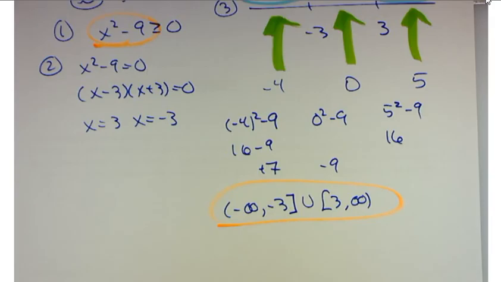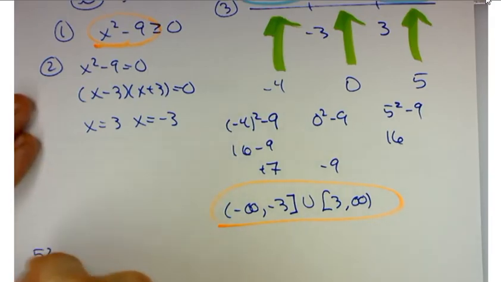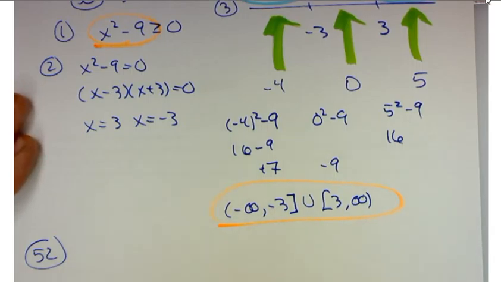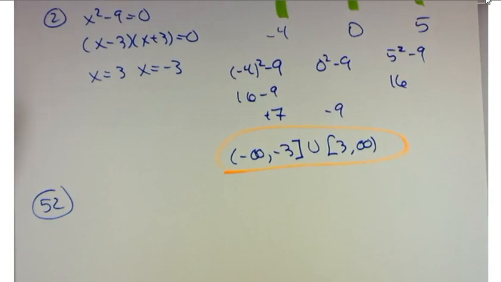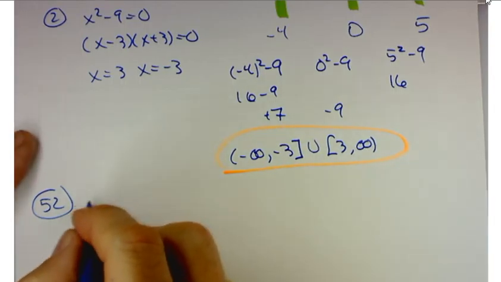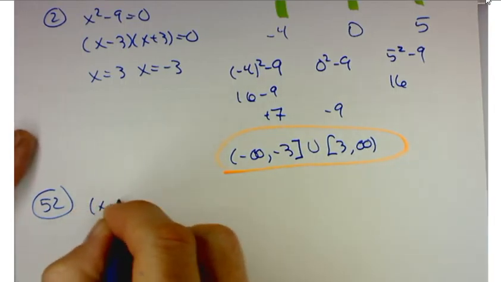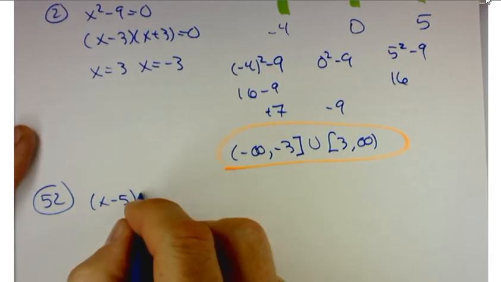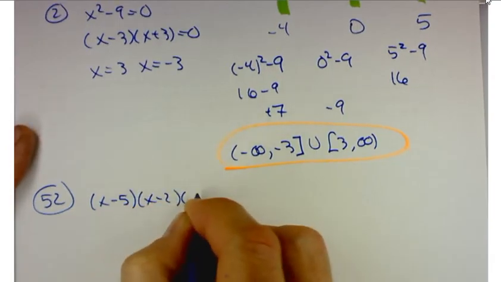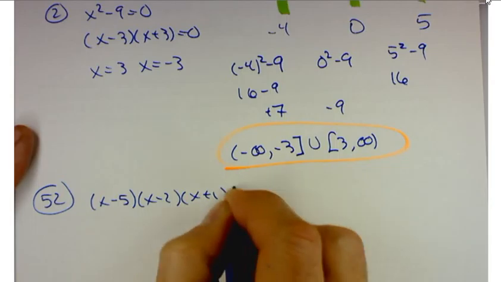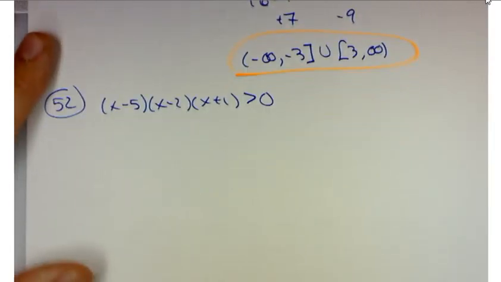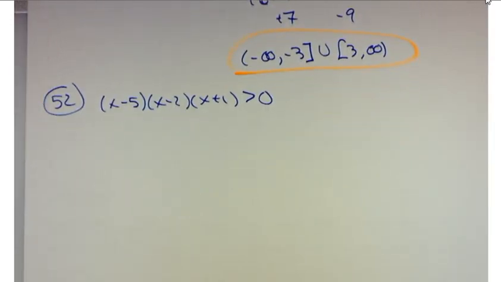Let's try problem number 52. Now, problem 50, you can visualize what the graph of that would be. 52 is a little bit more challenging. So x minus 5 times x minus 2 times x plus 1 is greater than 0. Well, at least it's friendly in the sense that it's already factored for us, right?